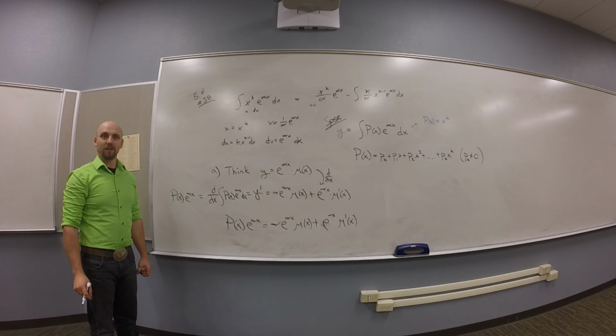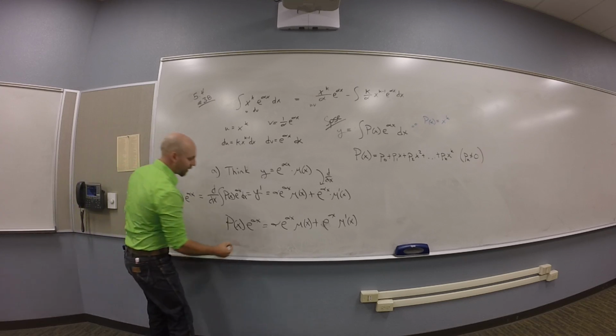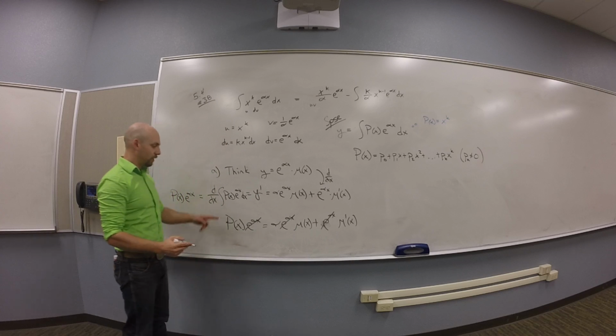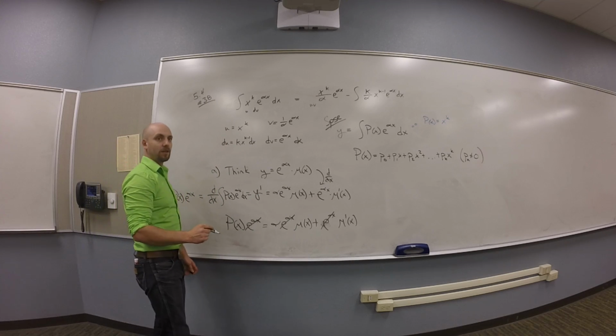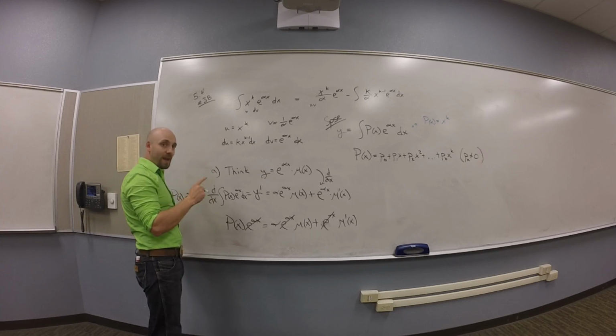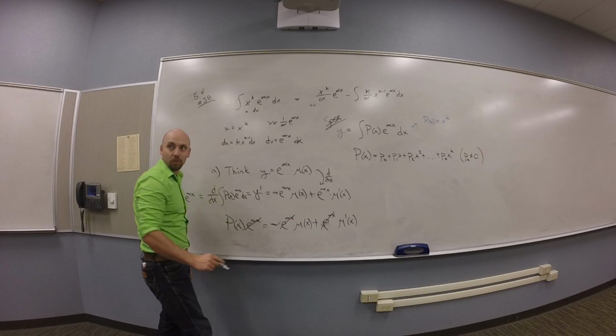Oh, that's where they got the differential. And then divided by e to the alpha x. If you divide through by e to the alpha x, you get this differential equation that says, if you're going to find y, the way you would find y is by solving this differential equation.